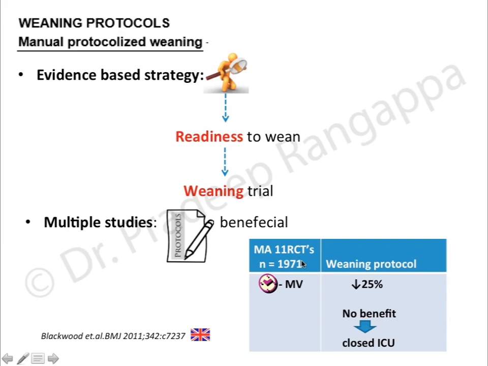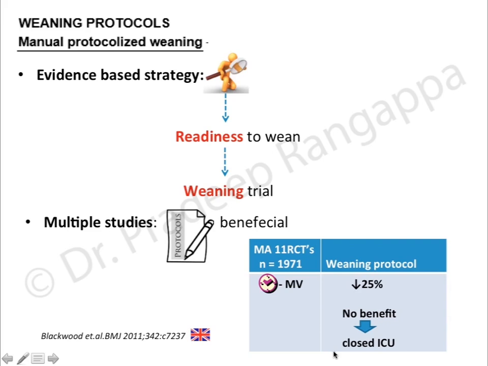So this was a meta-analysis of 11 randomized controlled trials of 1971 patients, where they showed that having a weaning protocol in place, implemented in the unit, significantly reduces the duration of mechanical ventilation by 25%. But this benefit did not apply in closed ICU. It applied only in open ICU.